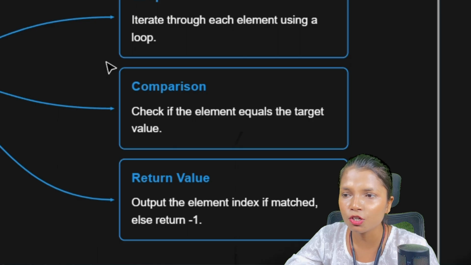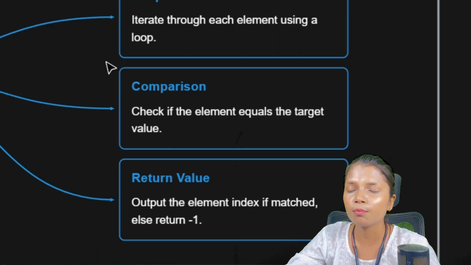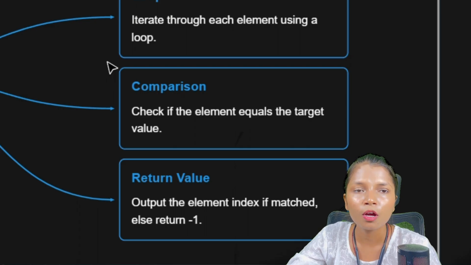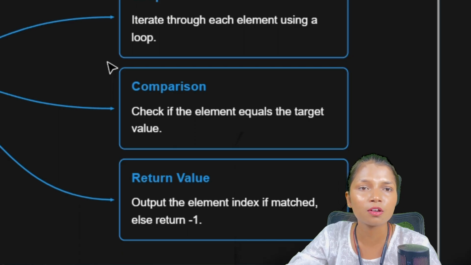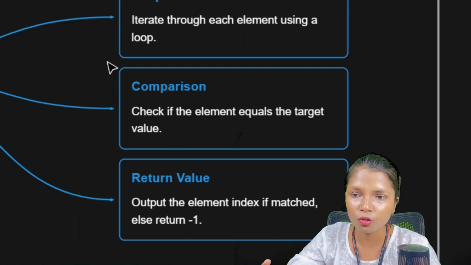For implementation, what you have to do is write a function where you are going to pass two arguments. The first should be your list, and the other should be your target value. Once you have written the list and the target value, then you have to write the loop. You iterate the loop for each element, just like we generally do in normal Python. Using a loop, you go through each element and then compare the value.